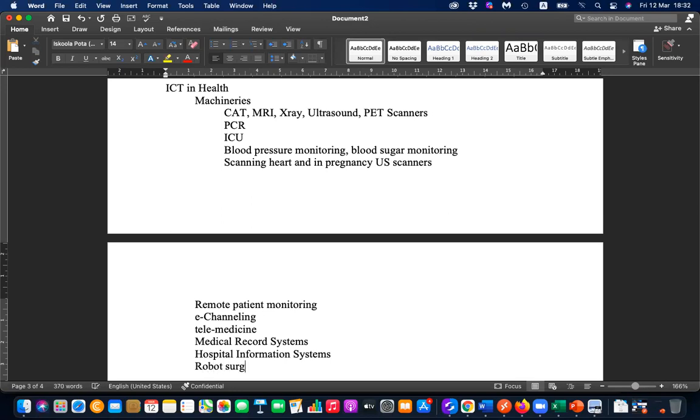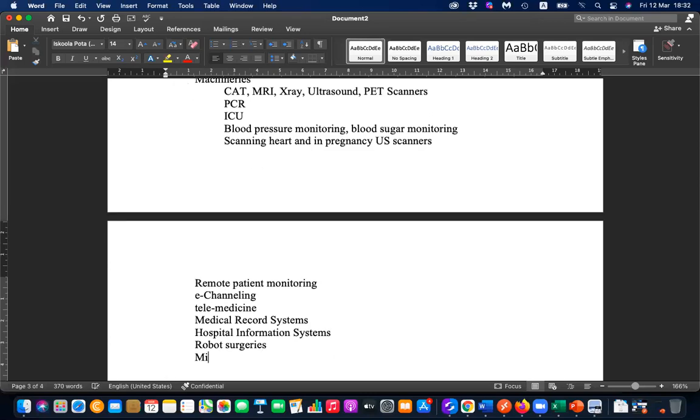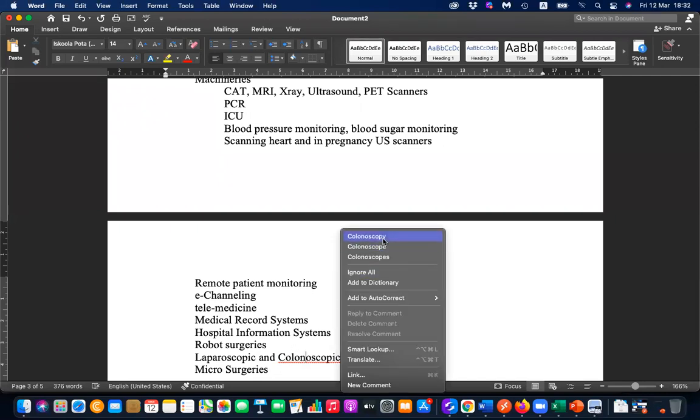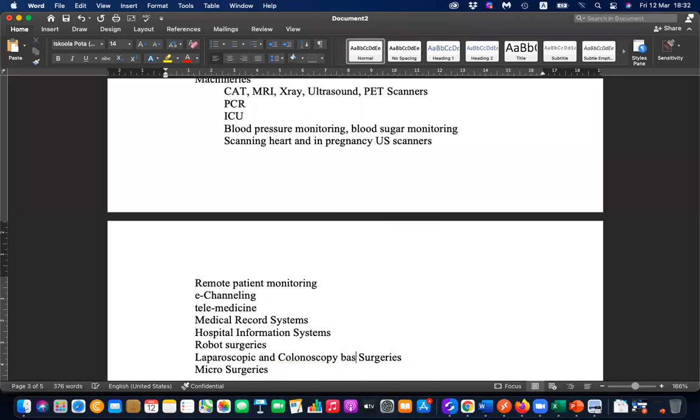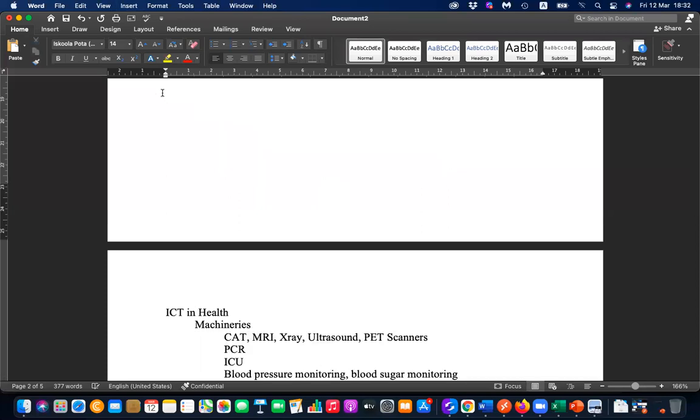Robot surgeries. And in future, maybe microsurgeries. Robot surgeries, microsurgeries, laparoscopic and colonoscopic surgeries. Laparoscopy, colonoscopy, and endoscopy. Endoscopy and colonoscopy based surgeries. These are also usages of ICT in health.